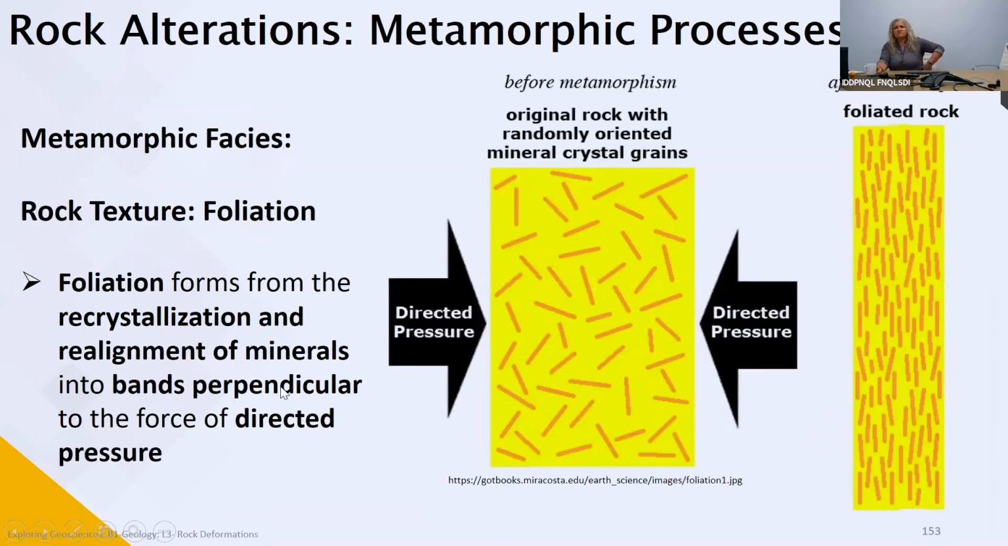So once we have these metamorphic processes inside, what we see is that the original rock, before being transformed metamorphically, had elements inside that did not have a preferential orientation, versus a rock that has been affected metamorphically. We can see that the elements inside have a preferential orientation now that is known as foliation, so a foliated rock. So foliation forms from the recrystallization and realignment of minerals into bands perpendicular to the force directed to it. So it's mainly a rock texture deformation.